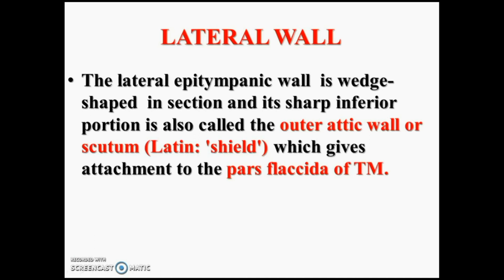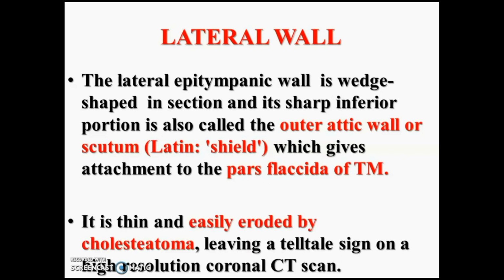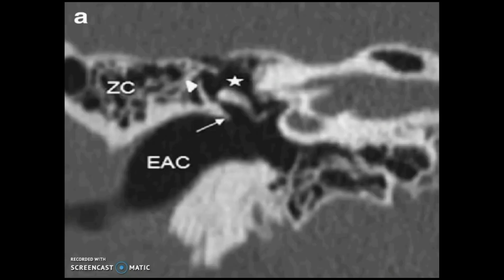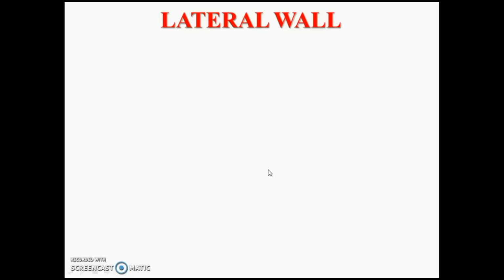The lateral epitympanic wall is bony and it is wedge shaped, and its sharp inferior portion is called the scutum, or shield, which gives attachment to the pars flaccida of the tympanic membrane, and it is easily eroded by cholesteatoma. It is the first bony part to be involved in case of cholesteatoma. You can see there the red margin indicating the sharp triangular, wedge shaped bony portion called the scutum. And you can see in the CT scan here, the arrow is showing the scutum, the star shape is the attic, that is the malleus, the hypotympanum, and you can see the external acoustic canal there.